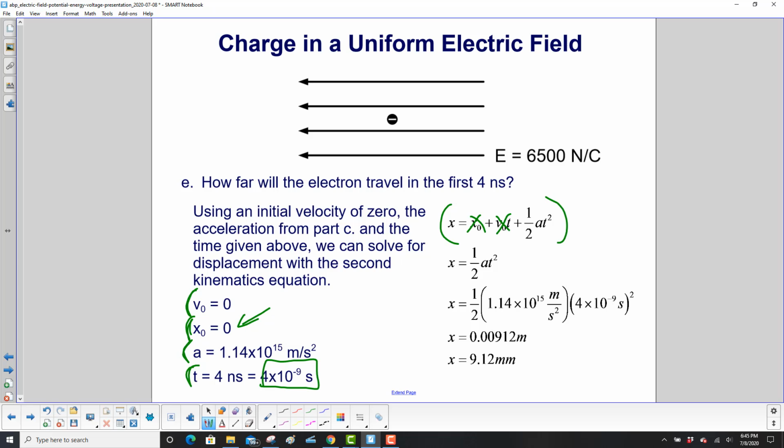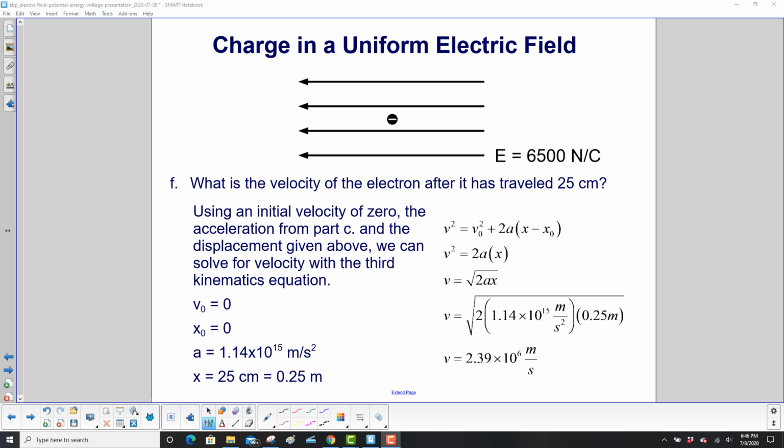That's nice. So it's 1/2 at squared. Here's the acceleration we found. Here's the time. And a nanosecond is 10 to the minus 9th seconds. Be sure you square this. So many people forget about this square in the first kinematics equation. We get 0.00912 meters, or you can turn it into millimeters by moving the decimal 3 to the right, 9.12 millimeters.